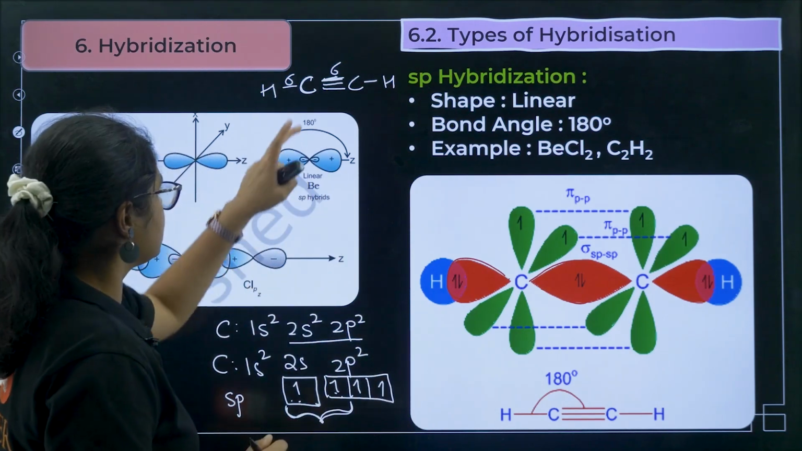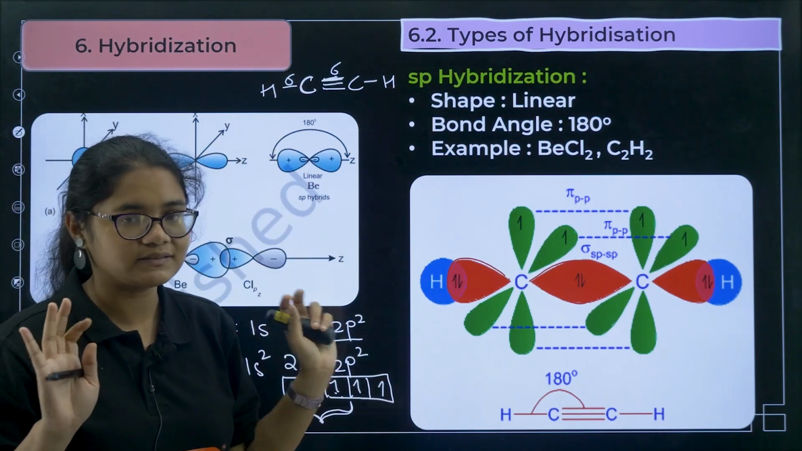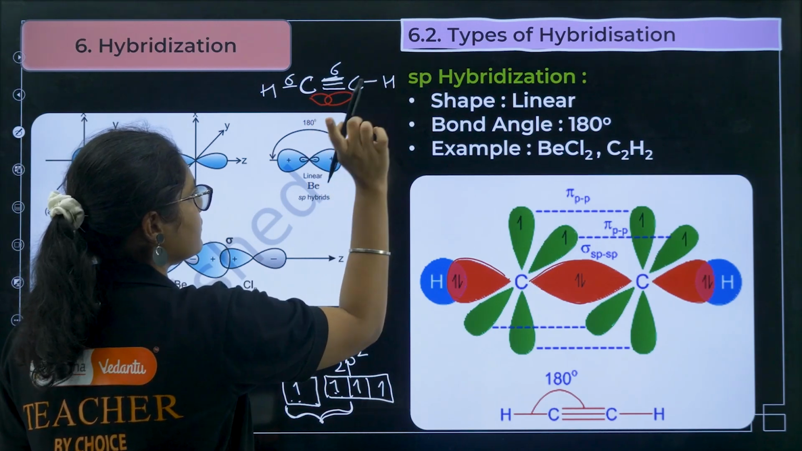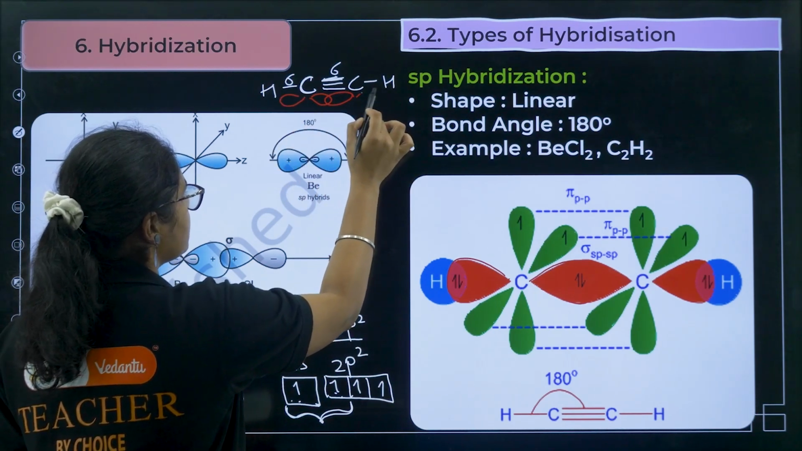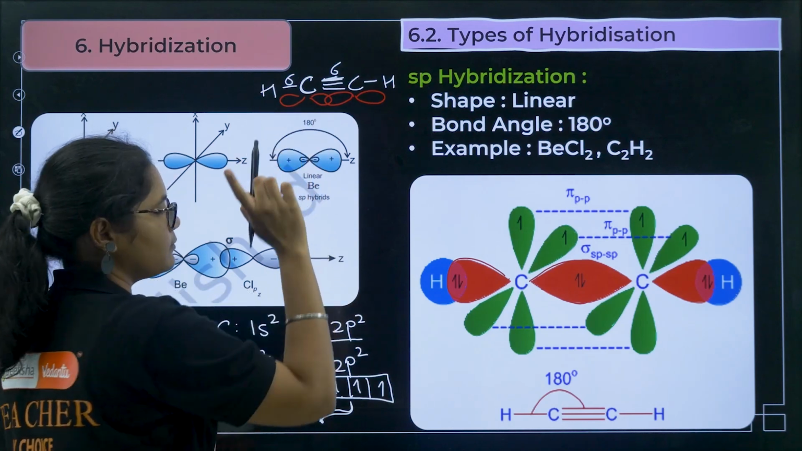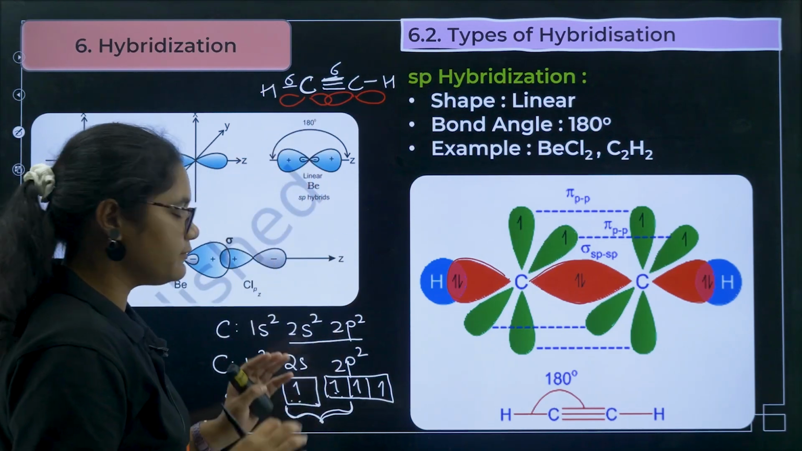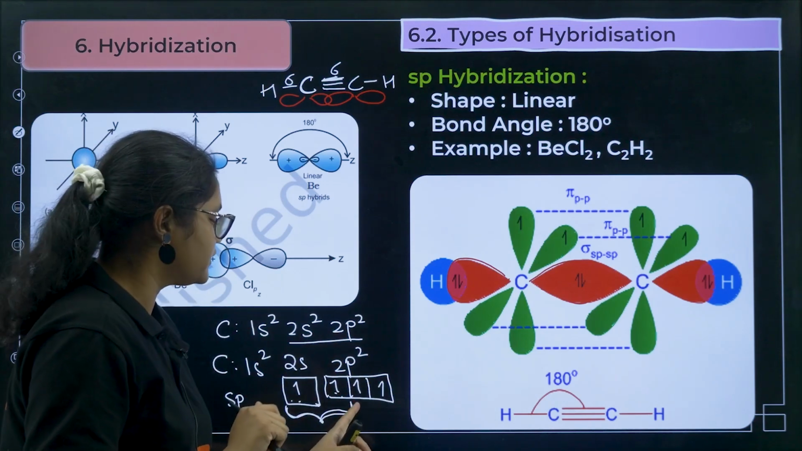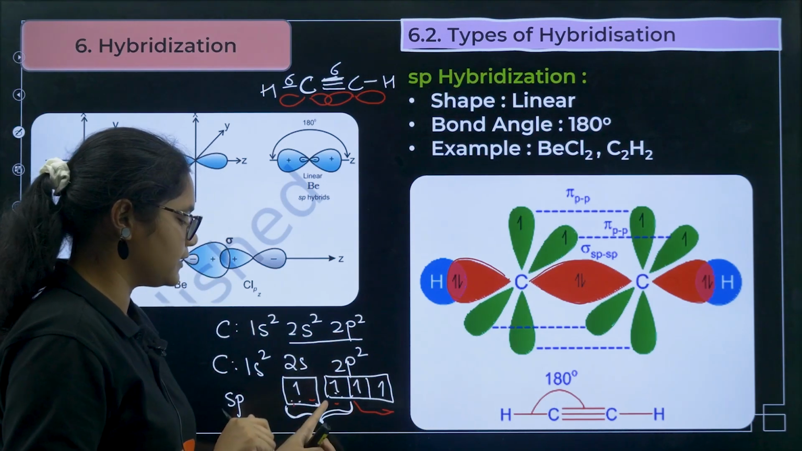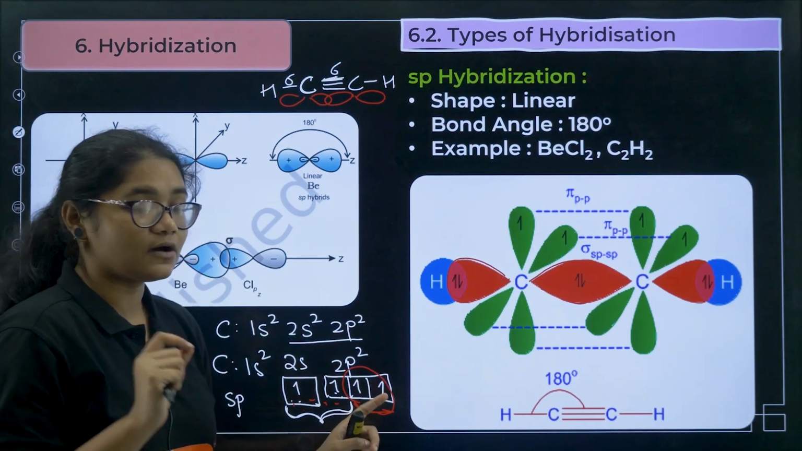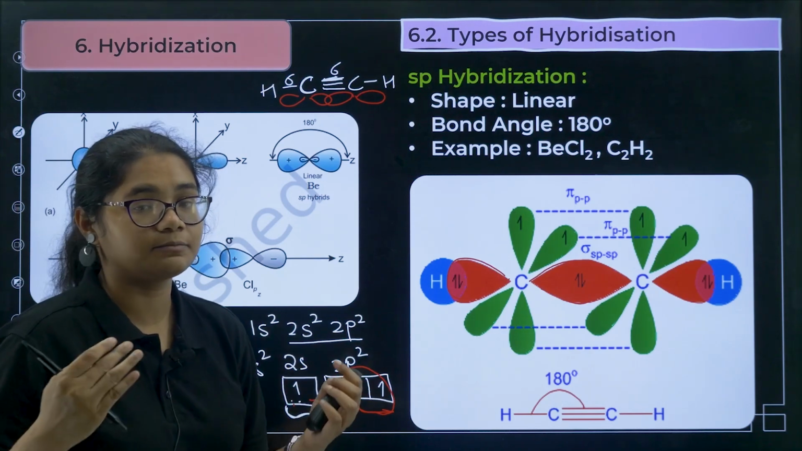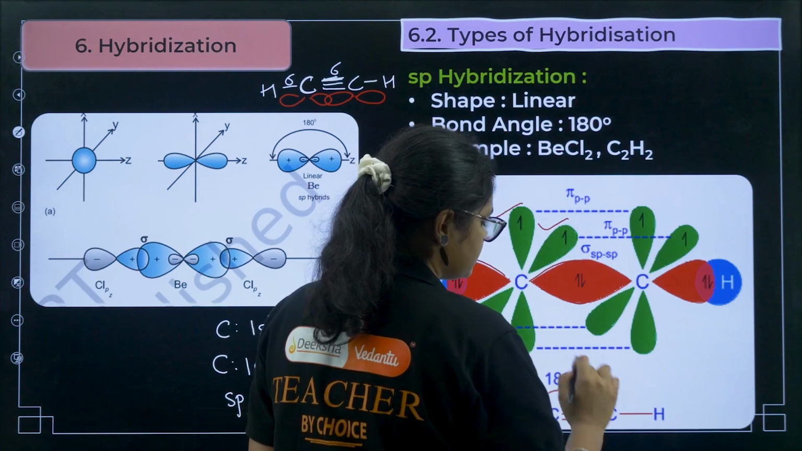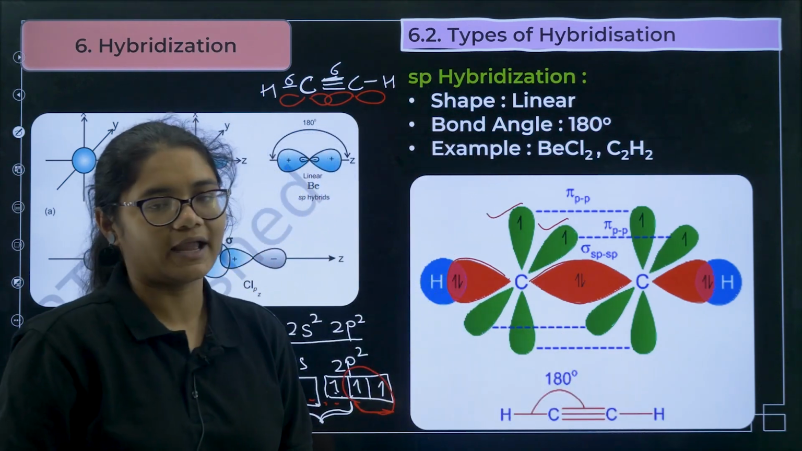Now you can see that these hybrid orbitals can form only sigma bonds. So this hybrid orbital and this hybrid orbital form one sigma bond, and this hybrid orbital and this hybrid orbital form another sigma bond with the hydrogen. But we need a total of 4 bonds, right? Each carbon has 4 bonds. So 2 are already done. The rest 2 bonds are formed by the unhybridized p orbitals, this one and this one, which form pi bonds. Okay, so that is the shape of the ethyne molecule.